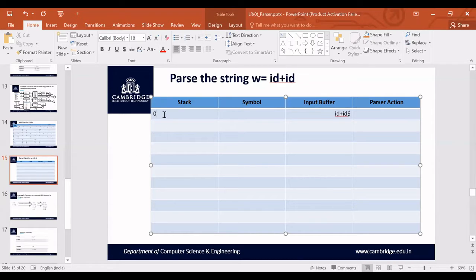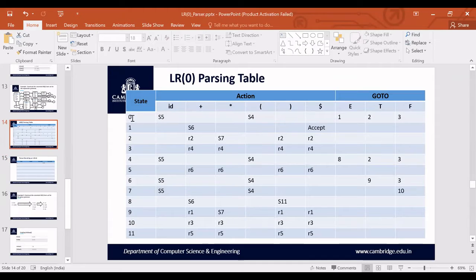Initially, the stack will have the start state. What is the start state? I naught. I naught is 0. You have mentioned 0 in your parsing table. The first column is your state column. Then you have action. Then you have go to here. Right? So what is there in the first state? The first state is 0. Initially, the parser is present in the 0th state.